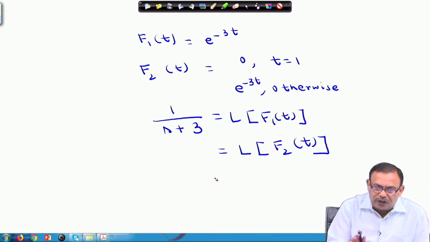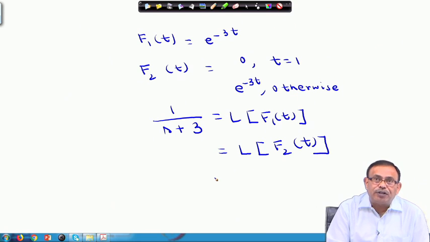So, please note that at present, since I have not considered the inverse Laplace transform till now, let us go to this position that there may be two different functions which have the same Laplace transform. In the next lecture, we will see what is the implication of this thing. Thank you.